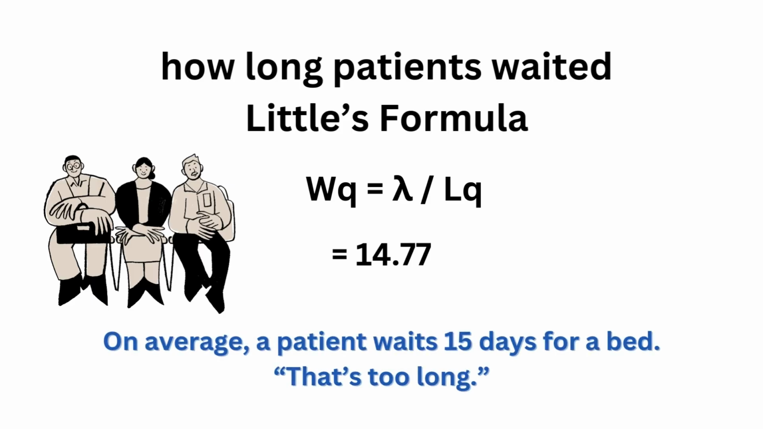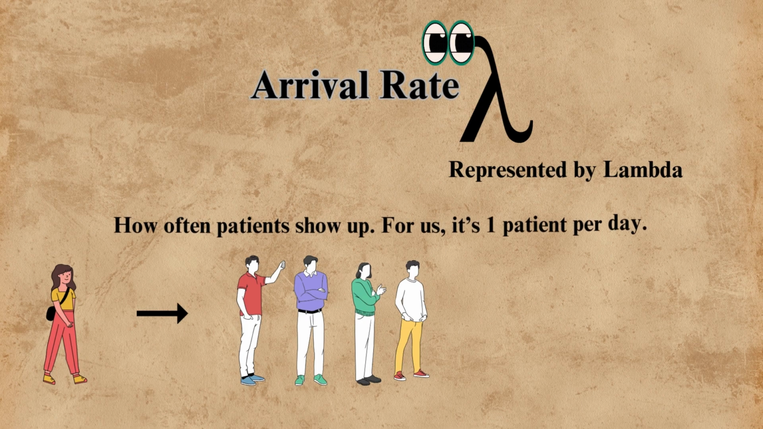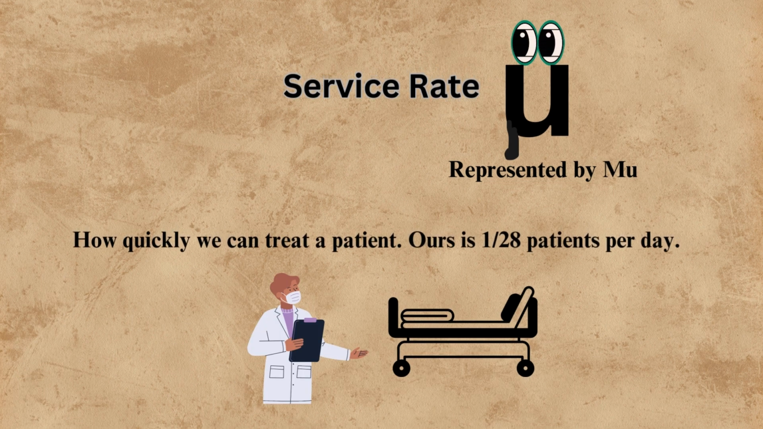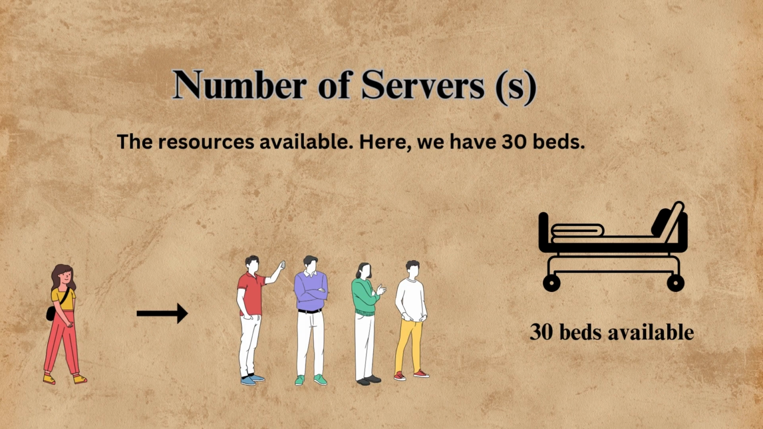Now the question is, if we combine 3 rehab centers where the patient can move from one rehab to another freely, and each rehab has the same arrival rate of 1 patient per day, service rate of 1 by 28 patients per day, and the number of beds 30, does it improve our system or does the system remain the same?